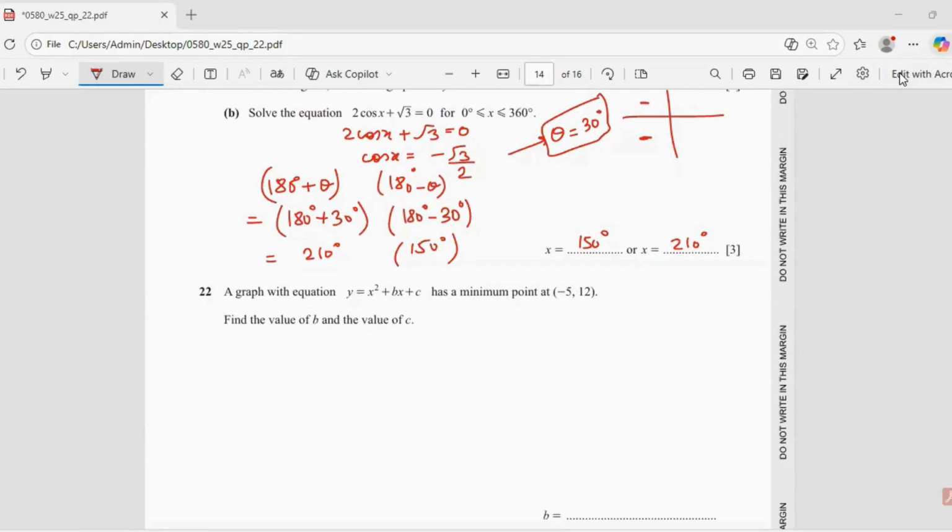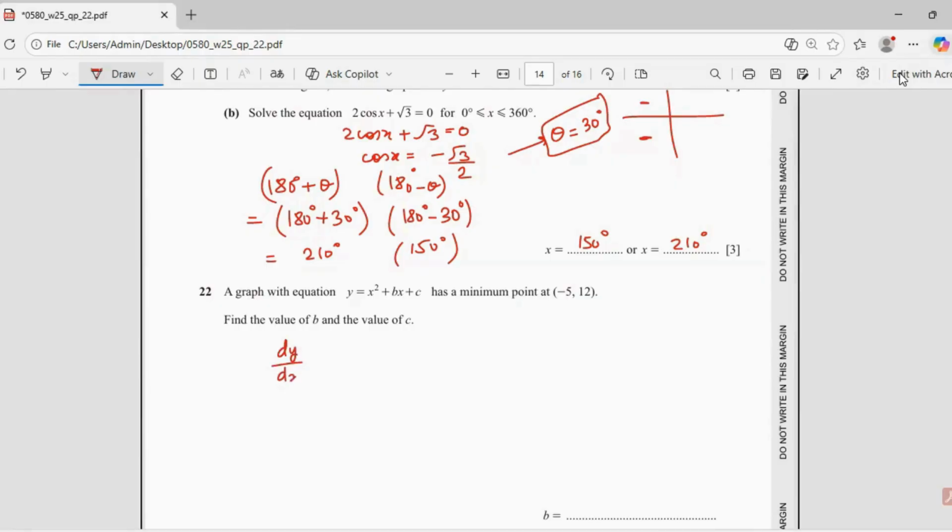A graph with equation y equals x squared plus bx plus c has a minimum point at (-5, 12). Find the value of b and the value of c. The minimum point of the graph is given. That means at the minimum point dy/dx is 0. dy/dx for this is 2x plus b equals 0, and x is already given, which is -5, so -10 plus b equals 0. This gives you b as 10.